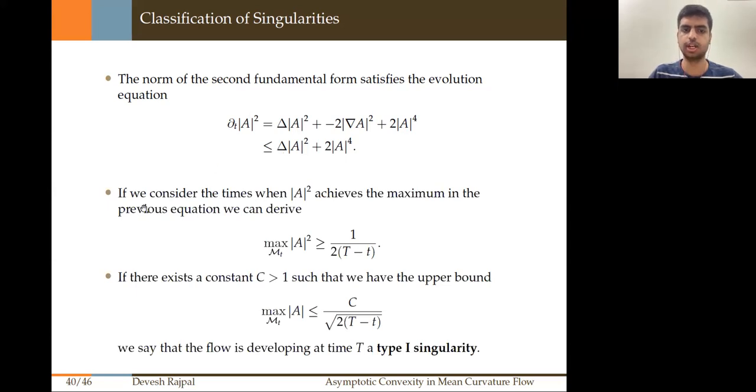And if we consider the time when |A|² achieves the maximum, from this equation we can derive a bound on the norm at time t using some maximum principle methods. So this norm is greater than or equal to 1 over the square root of 2 times the time difference from the maximal time. And if there exists a constant C greater than 1 so that this can be bounded from above by C divided by the square root of 2(T − t), we say our flow is developing a type 1 singularity. So it's bounded from below by 1 and from above by C.